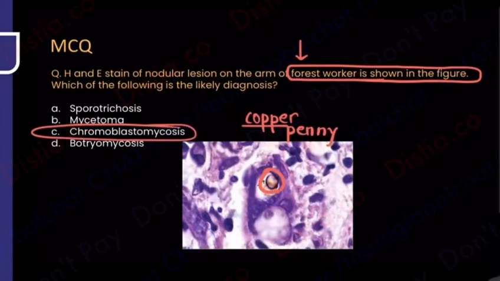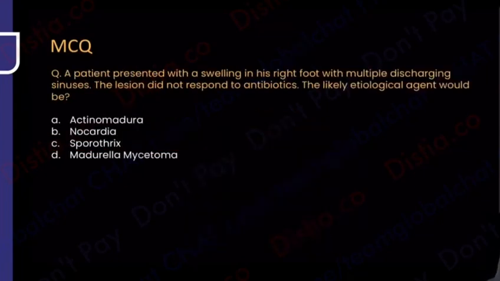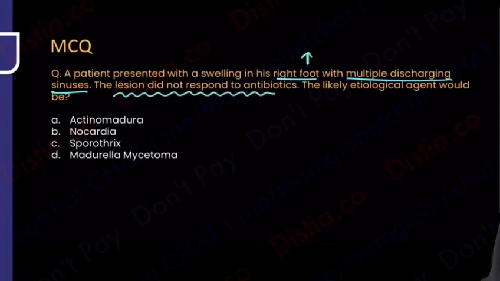Actually, this is not the last question. It's pretty interesting. I've tried to include a bulk of questions so that, you know, most of them you can solve alongside me. So actually, let's practice one more question. Let's take this up as well. A patient presented with a swelling in his right foot with multiple discharging sinuses. Obviously, mycetoma has started ringing in your mind. The lesion did not respond to antibiotics. So I know that when I'm talking about a mycetoma, either they will be giving me a history related to a bacteria. If it would have been a bacteria, it would have responded to antibiotics.